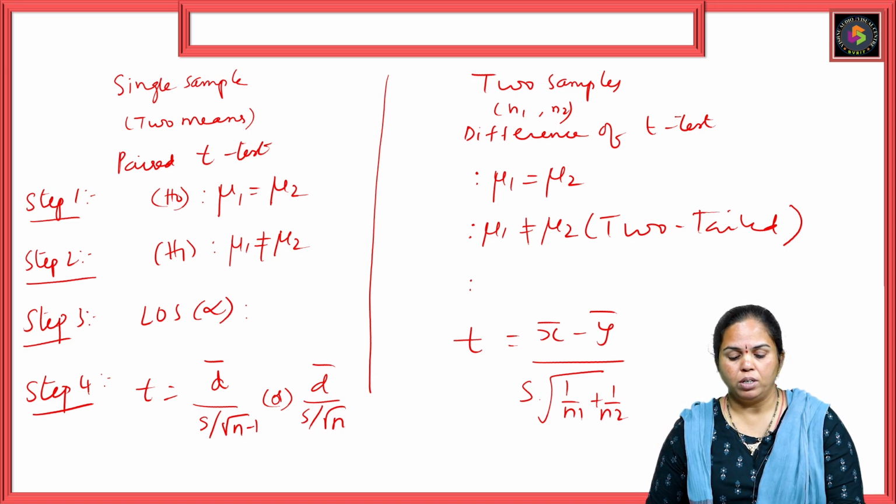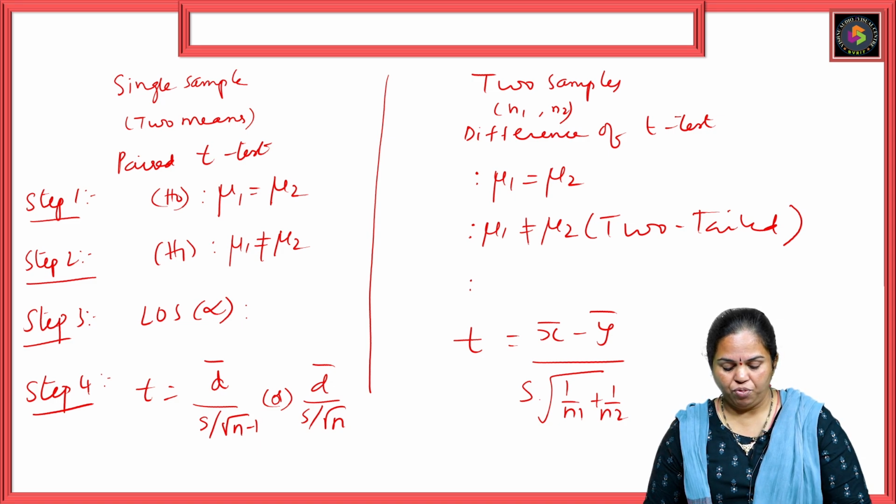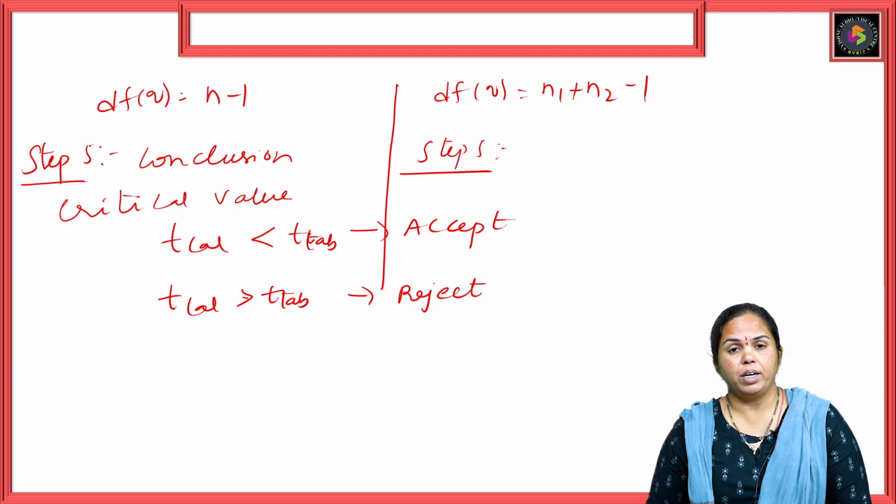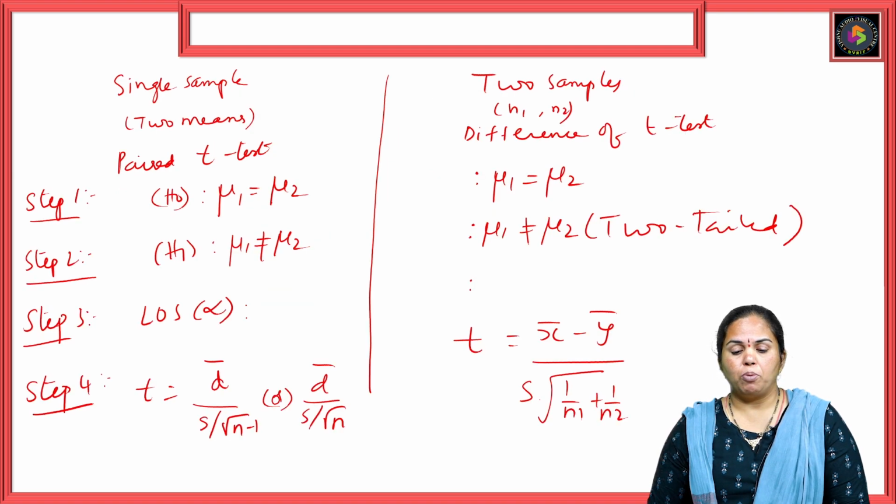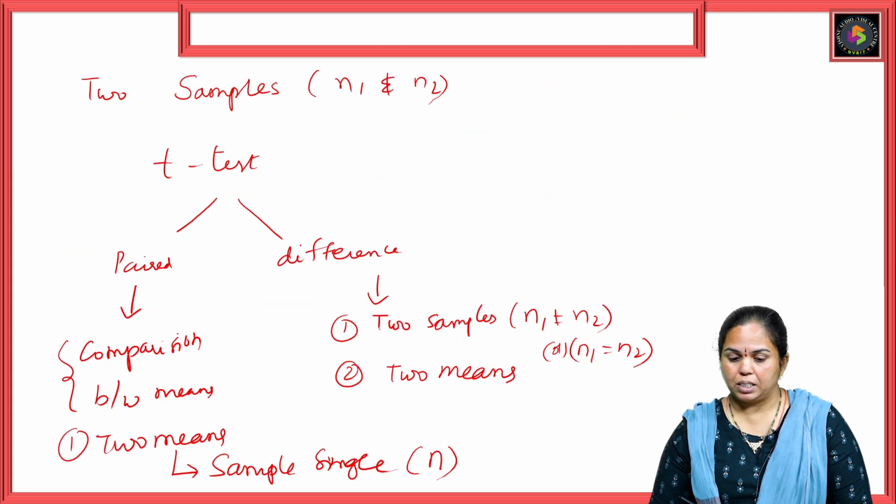And step 4, the test statistic where we do the calculated part, and step 5, the conclusion. So this is about the t-test.